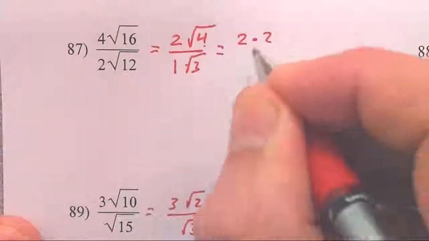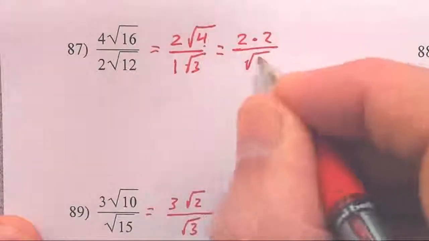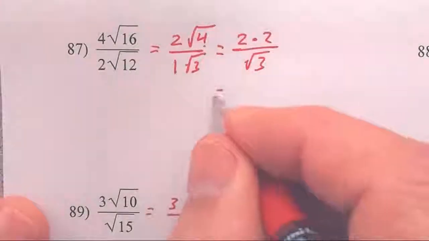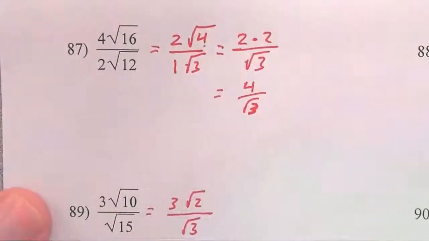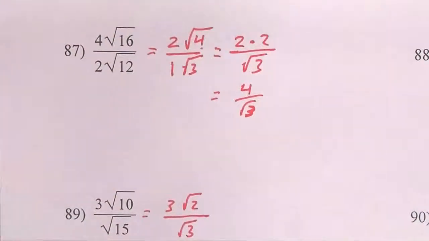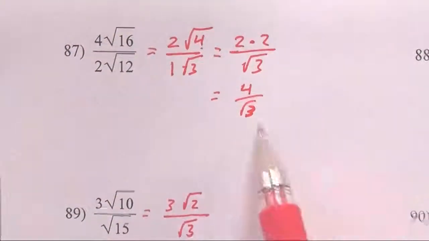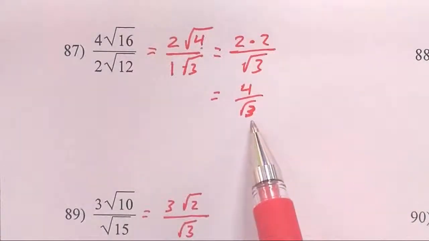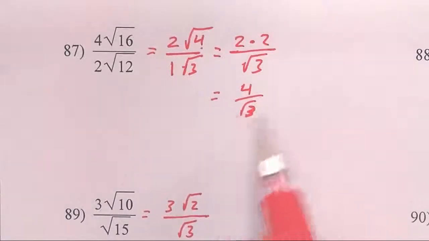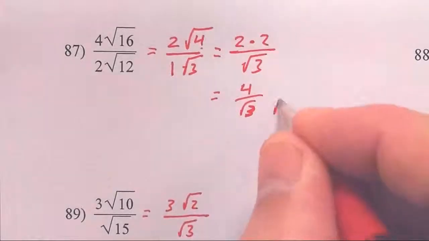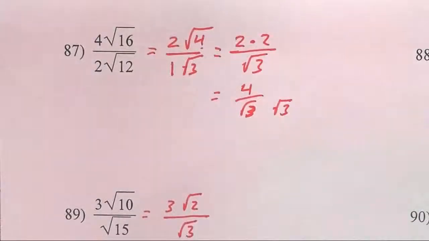I get 2 times 2 over plain old square root of 3, or 4 over root 3. Now, to be considered simplified, I can't have radicals in the denominators, and I'll explain in class why we don't want to have radicals in the denominators. So what I've got is my jail situation. How could this root 3 get out of jail? We'd need another root 3 down there.